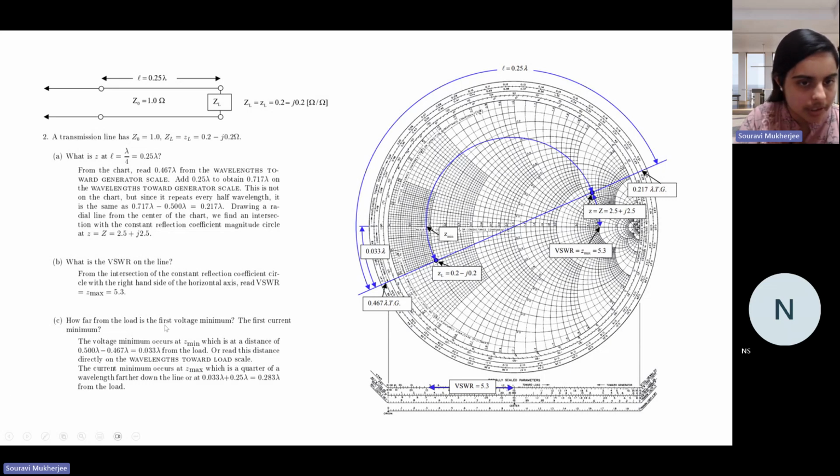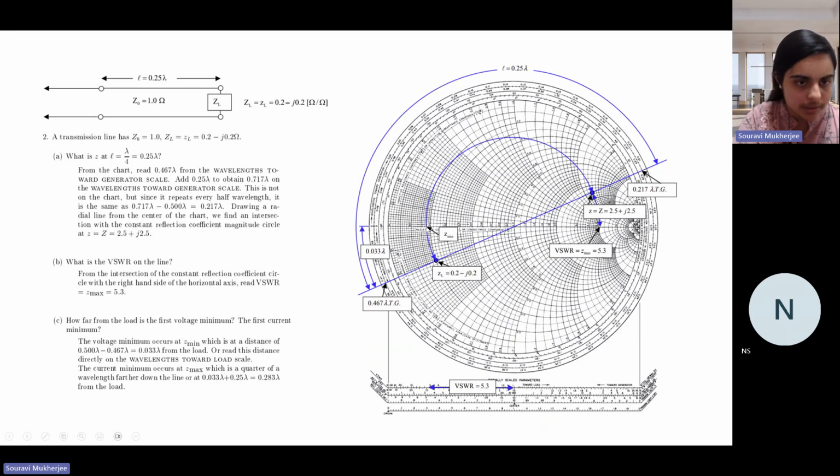Now, how far from the load is the first voltage minimum? Even this kind of thing we can try to solve. So what do we do? What do you mean by the first voltage minimum? Here the voltage minimum occurs when Z is minimum, right? As this corresponds to Z max, this corresponds to Z min.